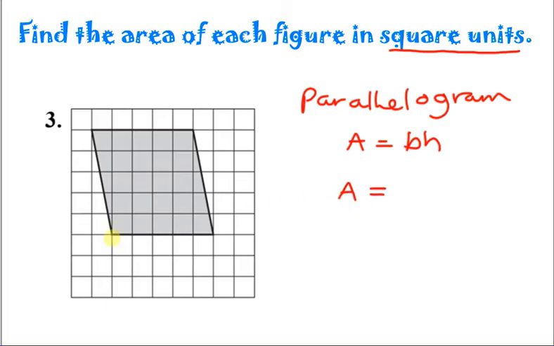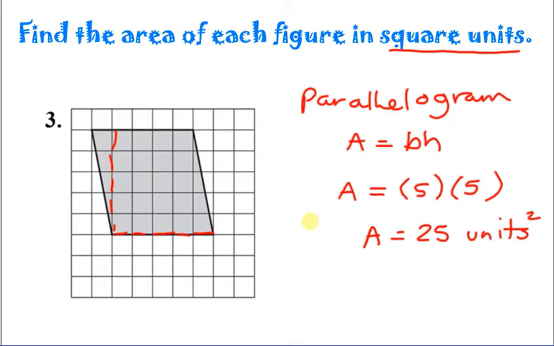Area equals, how many units is the base? 1, 2, 3, 4, 5. So it's going to be 5. And then how many units is the height? Remember, you have to go from the lowest point to the highest point. So let's go 1, 2, 3, 4, 5. So area equals 5 times 5 is 25, and my units is units squared. You can also write un squared if you don't want to write out units.